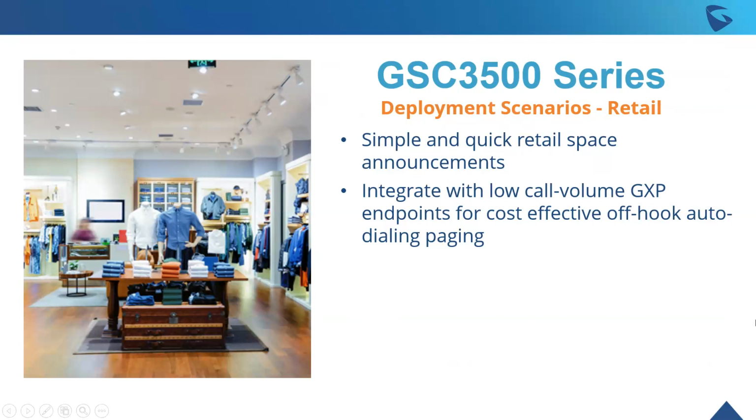Deployment scenarios, retail, I'm sure this is all very common that everyone runs into. Simple and quick retail space announcements can be set up through the GSC 3505. And of course, it integrates with, for example, a low call volume GXP endpoint for cost-effective off-hook dialing paging. Very easy for individuals such as up in a cashier station to pick it up, request additional cashiers. Wouldn't even have to hit one of those soft keys or be a left auto dial. They can literally pick it up and you can configure it to automatically page the announcement throughout the store.